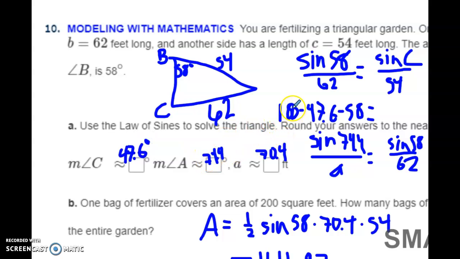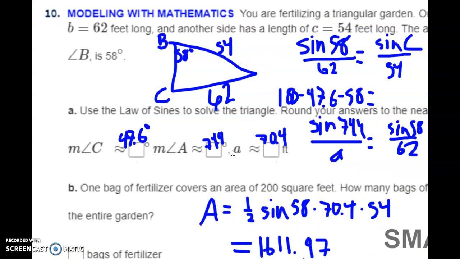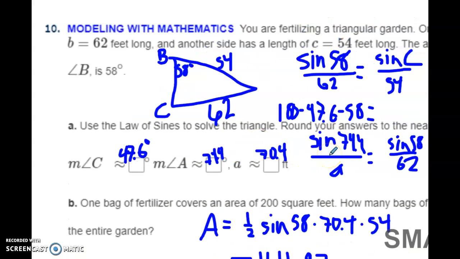Then angle A is 180 minus 47.6 minus 58, 74.4, I believe that is. Yeah, 74.4. Now all I need to do is find A. So sine of 74.4 over A is equal to the sine of 58 over 62, same ratio that I used before. 62 times the sine of 74.4 divided by the sine of 58 is equal to 70.4.